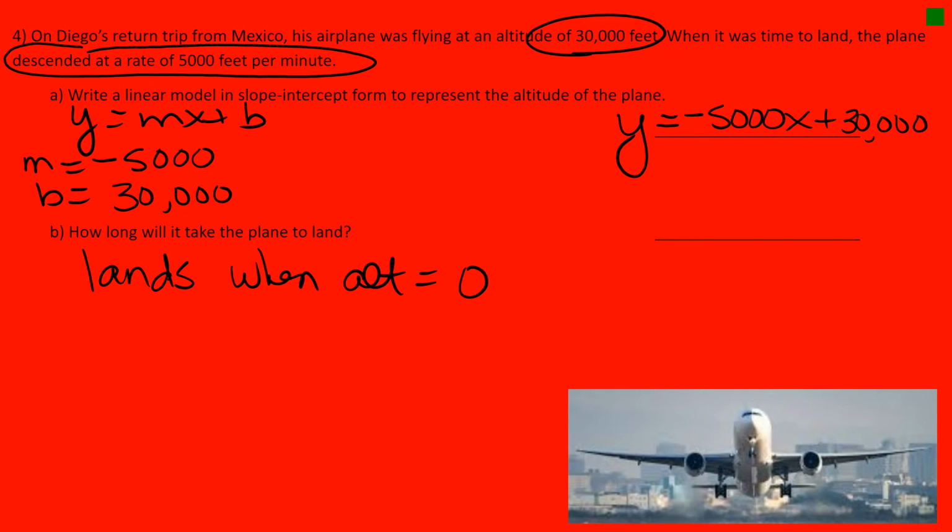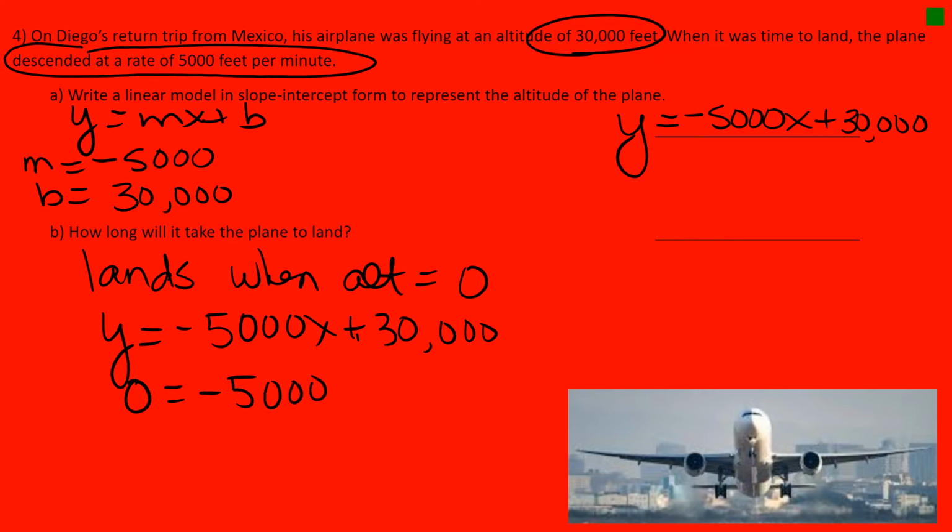So I'm going to plug 0 in for the y because I have my equation y equals negative 5,000 x plus 30,000. I want all that to equal 0. I want the plane to be on the ground. So there's my equation. So if you want to go ahead and pause the video and solve that, go ahead and do that.